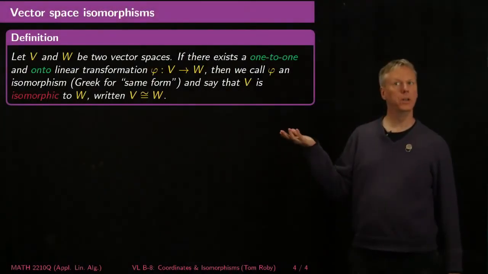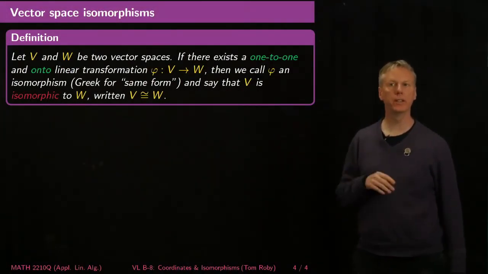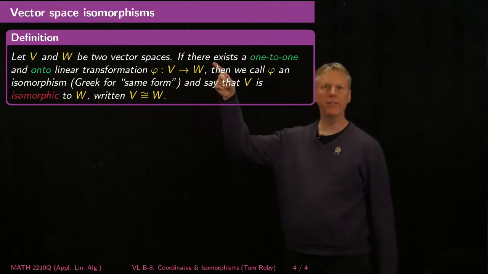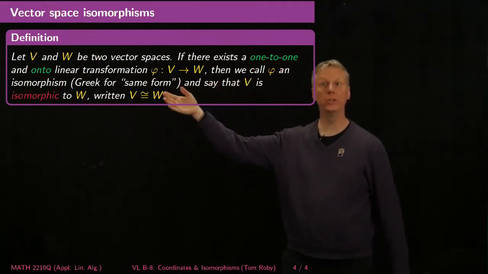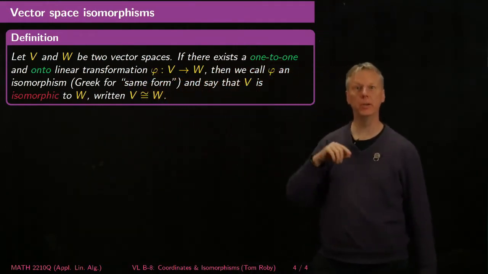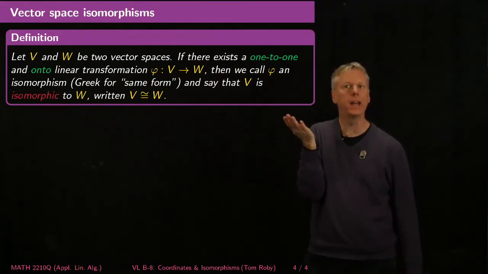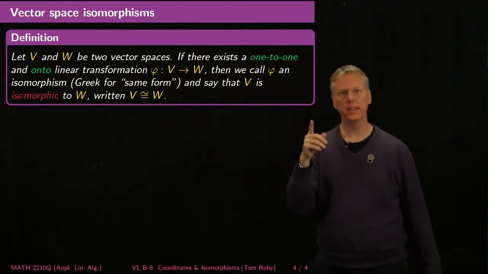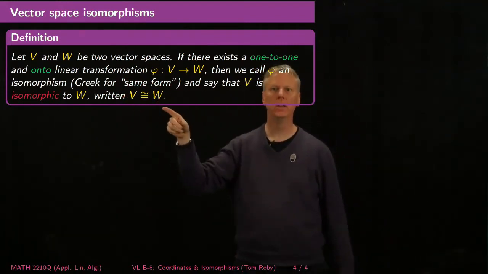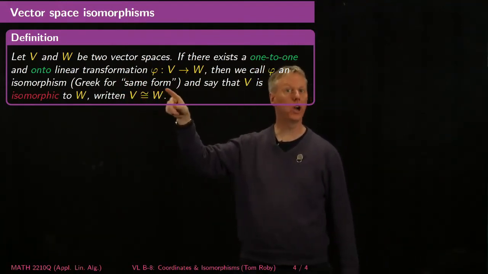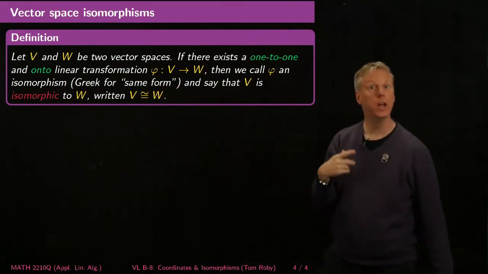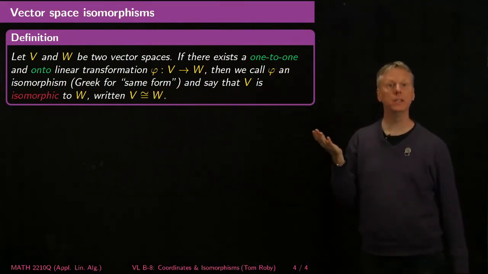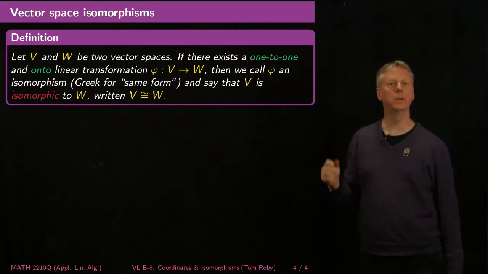Okay, so suppose I've got two vector spaces, V and W. If I have one of these special one-to-one and onto linear transformations, phi from V to W, then I'll call phi an isomorphism, which, as I said earlier, is Greek meaning same form, and say that V is isomorphic to W. And we'll write this as a kind of equality or congruence. V is congruent to W. It means that for all practical purposes, these vector spaces are the same.